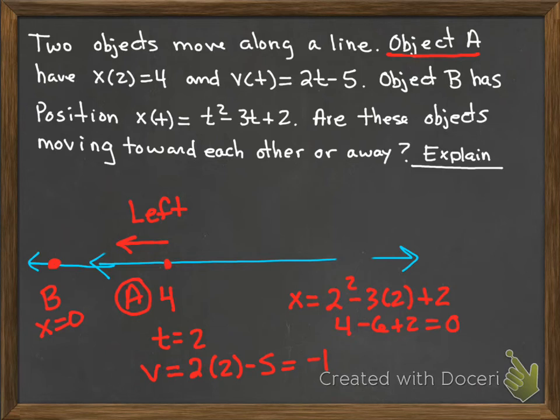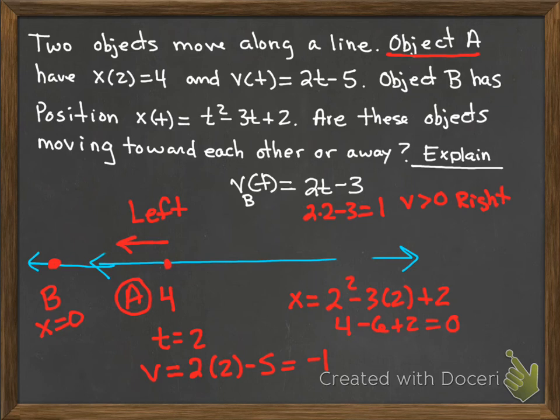Now we need to know which way it's going, and its velocity, we'll call it velocity B of t, will be the derivative of its position, or 2t minus 3. When I plug that same 2 in, because we want to know at time 2 what's happening, we'll have 2 times 2 is 4 minus 3 is 1. Well, that's a positive velocity. If my velocity is greater than 0, then I'm moving to the right.